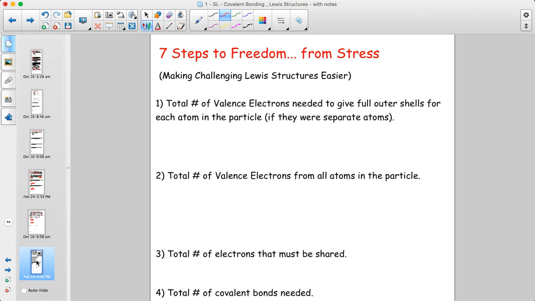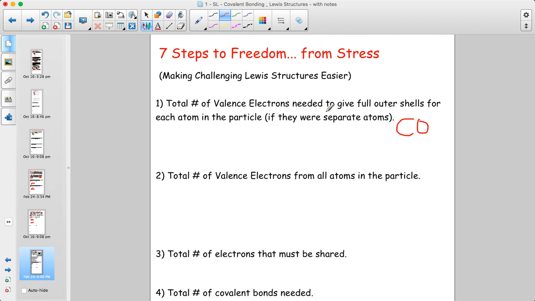What I mean is it's freedom from stress, and it's going to help you really make any Lewis structure easier to figure out. So if we were going to do the example of carbon monoxide, I'll use it as the example to walk through the steps. The first step of the 7 steps is to add up the total number of valence electrons needed by these atoms if they were to feel like they had full octets or full outer shells.